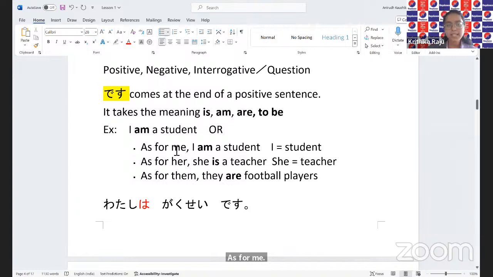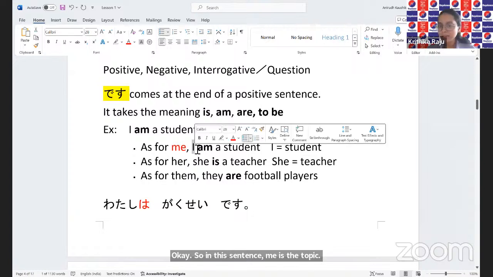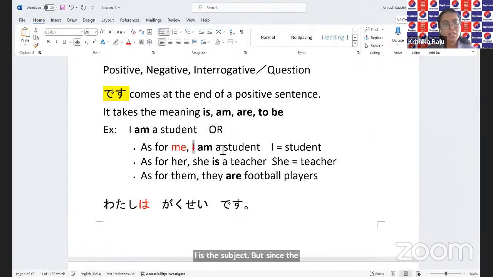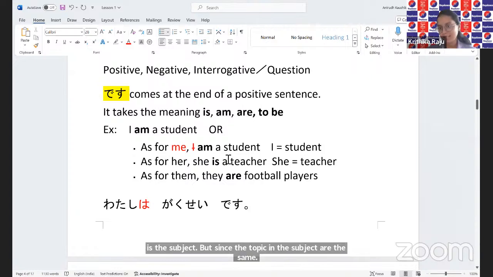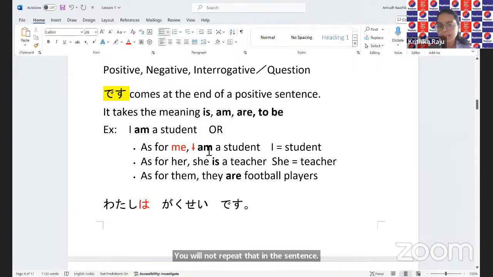So in this sentence, me is the topic, I is the subject, but since the topic and the subject are the same, you will not repeat that in the sentence. So, as for me, I'm a student. The am is the desu. Student, what is the word for student in Japanese? Gakusei. Sensei is teacher, gakusei is student.